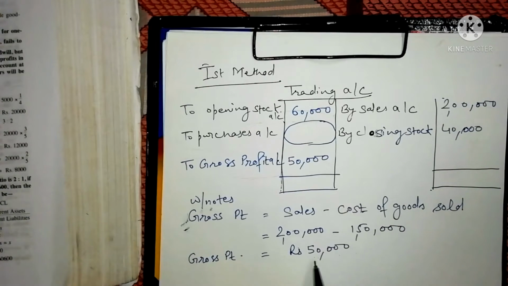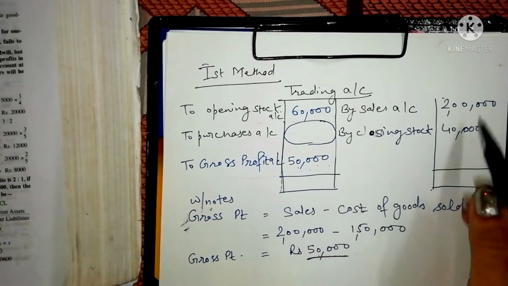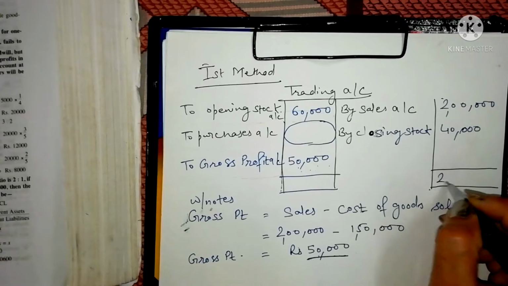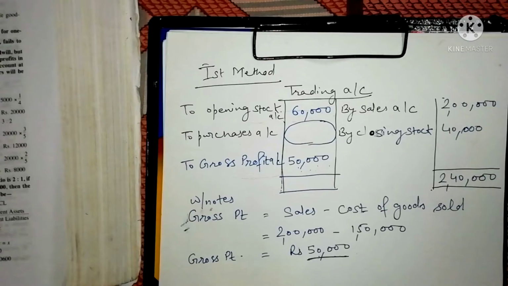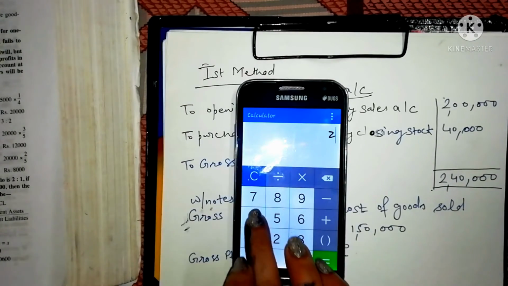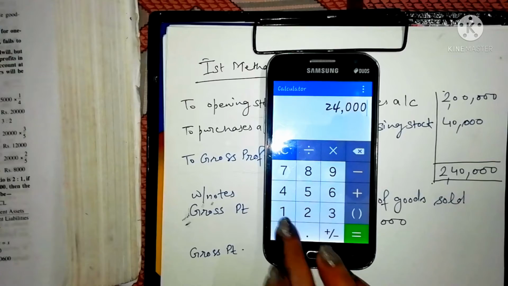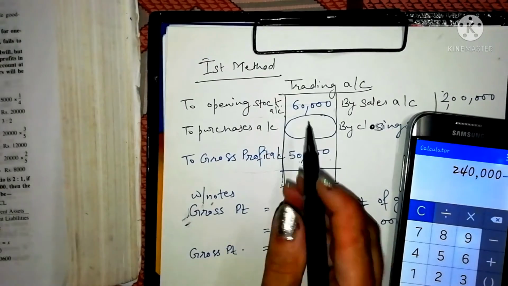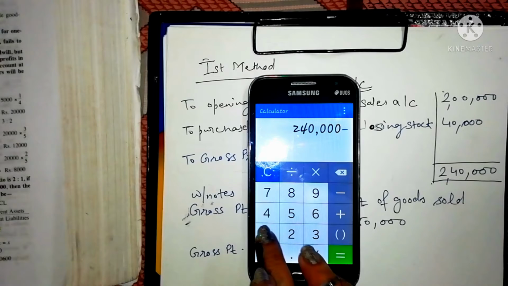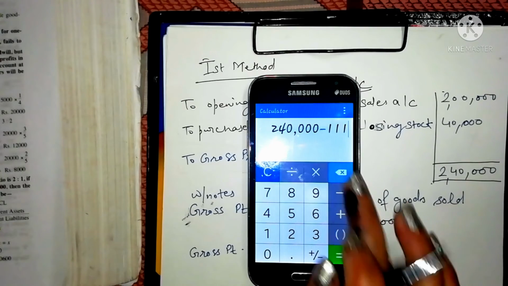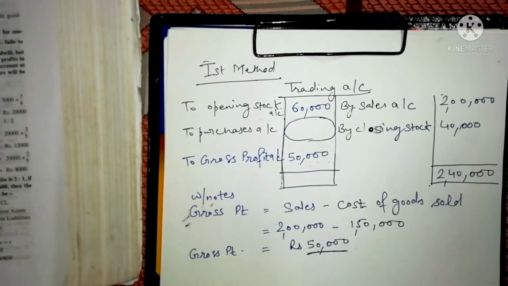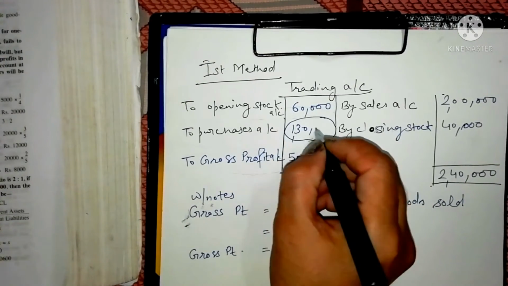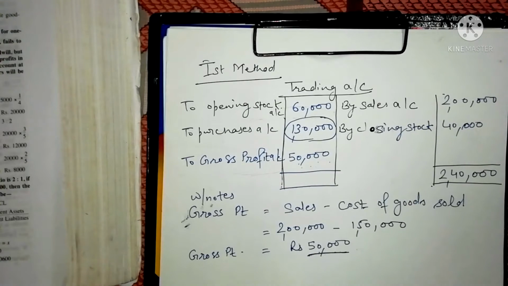Now as you can see, the credit side is bigger than the debit side of the trading account. So we will write 2,40,000. Now from the credit side 2,40,000 we will deduct the debit side. By doing this, we will find out the value of the purchases account. So from 2,40,000 we deduct the opening stock and the gross profit figure also, and we get the figure 1,30,000. So this is our answer.